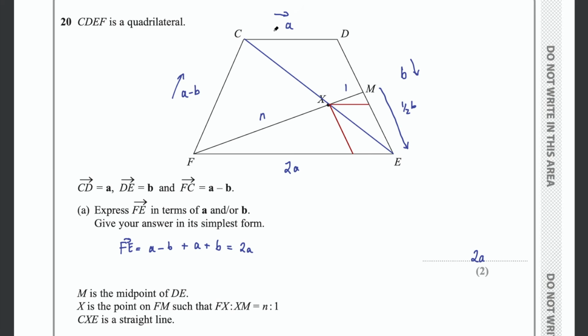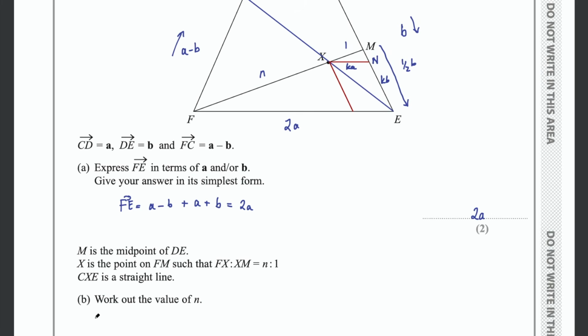And because I know the coefficients of A and B need to be equal, I could call this section KA. So this is some multiple of A just shrunk down, K being some scalar multiple. This section here, I'll call this point N. This section NE, I'm going to call KB. Okay. So what I'm saying is XE equals KA plus KB. So I'll just write that down. So XE equals KA plus KB.